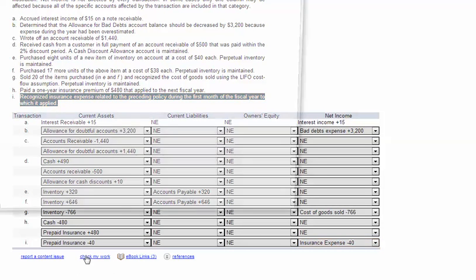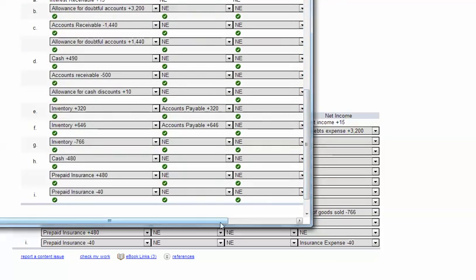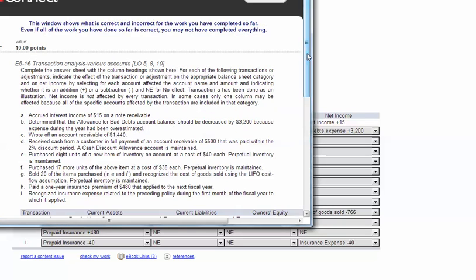All right, let me check my work and see how we did here. So far, so good. All right, I hope that helped you out a little bit.